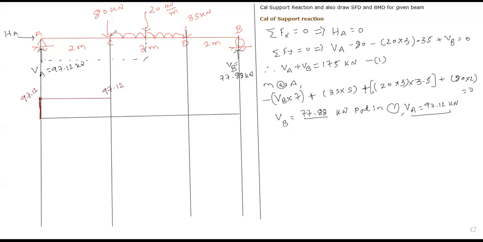Now we will apply the effect of this point load. Now 80 kilonewton point load is acting in upward direction or downward direction? Tell me in chat box. Tell me.